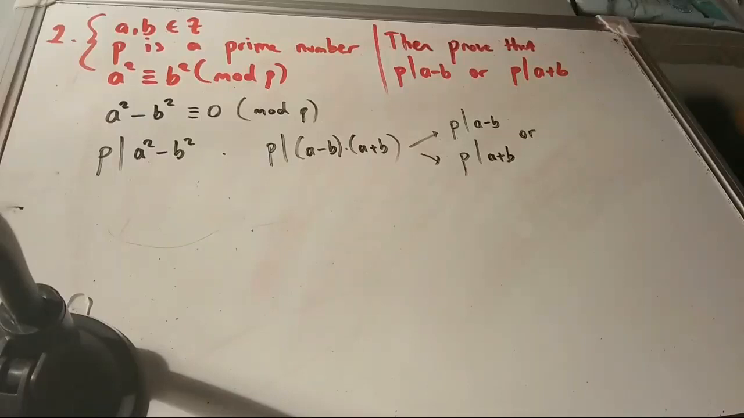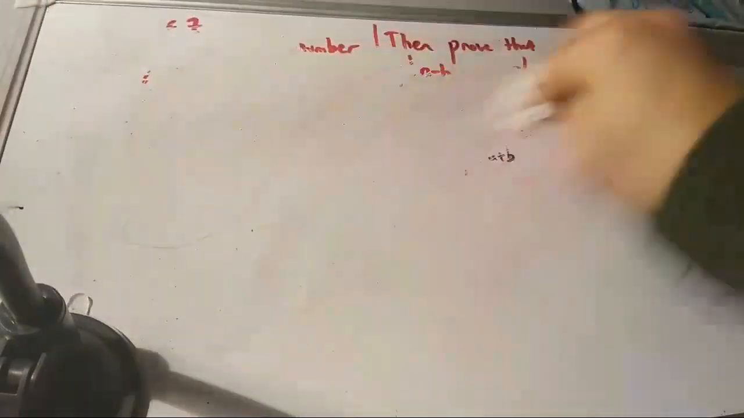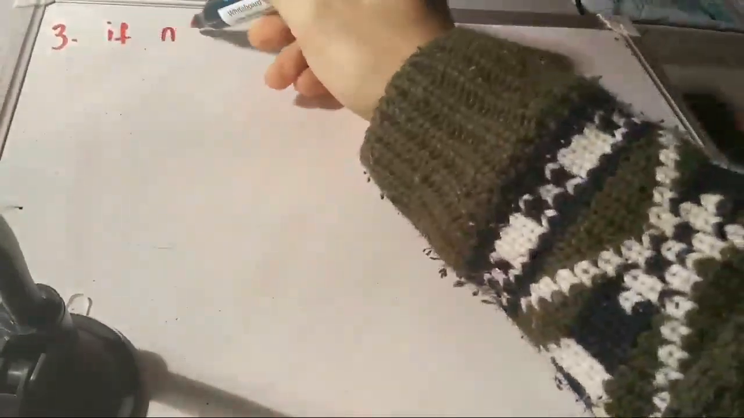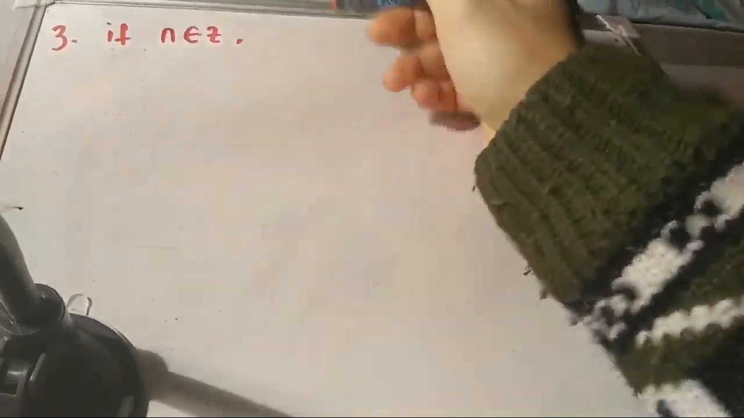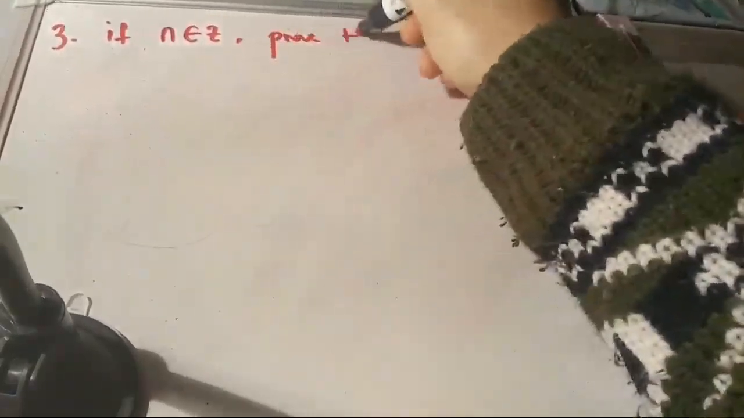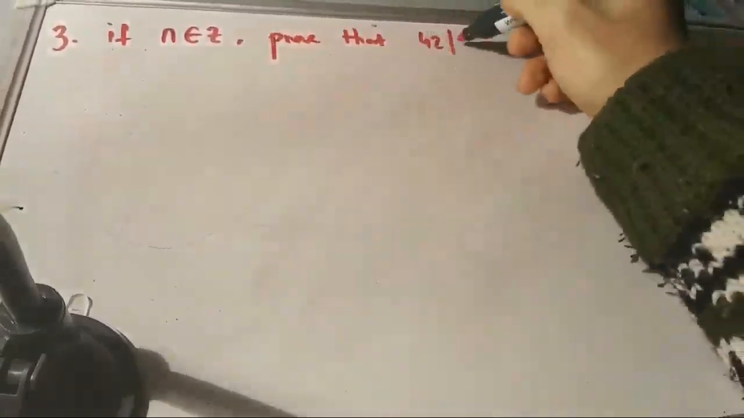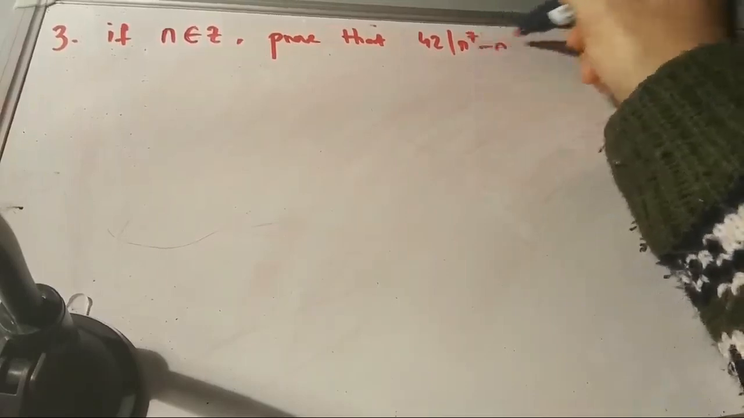Okay. So let's not waste time, let's go for the next question. It's going to be question 3. If n is an element of the integers, prove that 42 divides n to the power of 7 minus n.